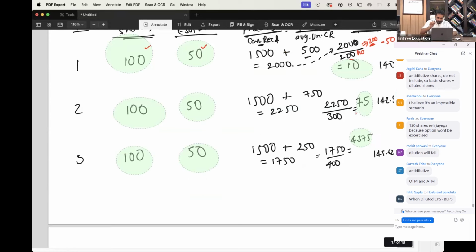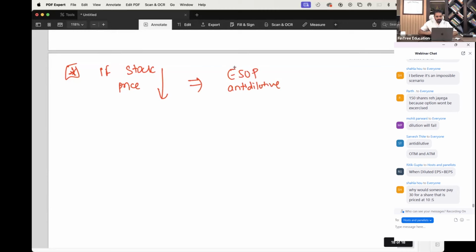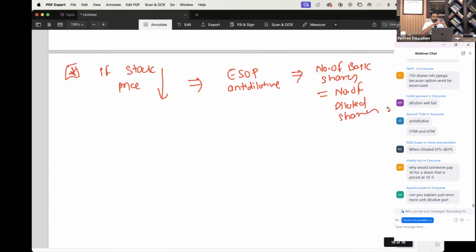Okay. So which means, and very critical now, because my question on the exam, if I were to write, will be on this. This is a sentence: if the stock price has fallen dramatically, then the ESOPs may become anti-dilutive, and when ESOPs become anti-dilutive, in that case the number of basic shares is equal to the number of diluted shares. Okay.